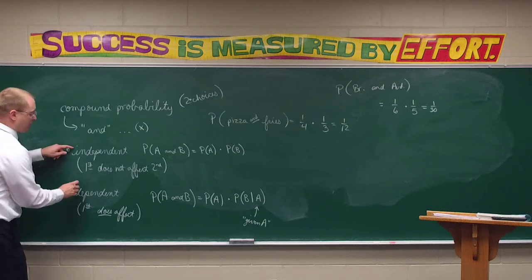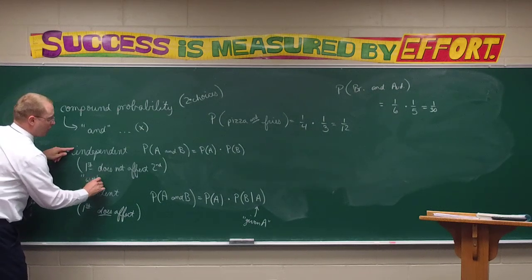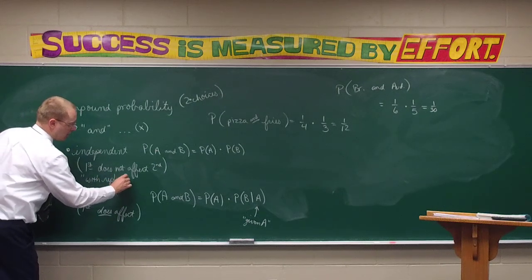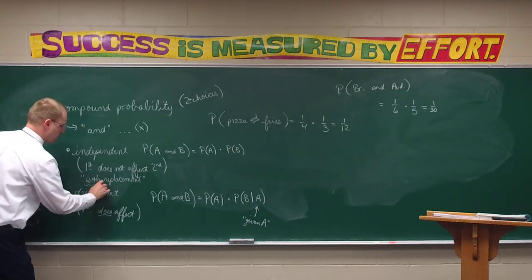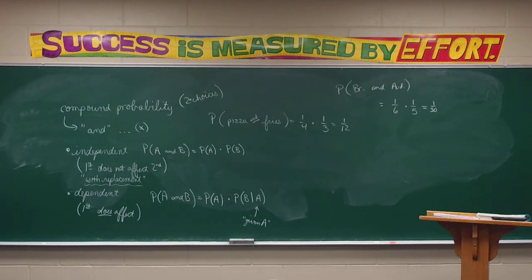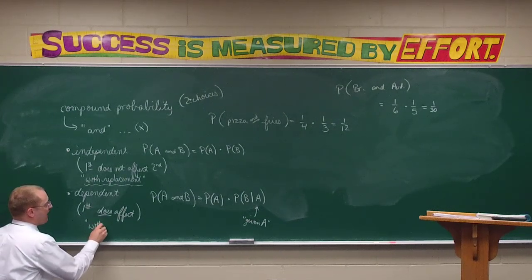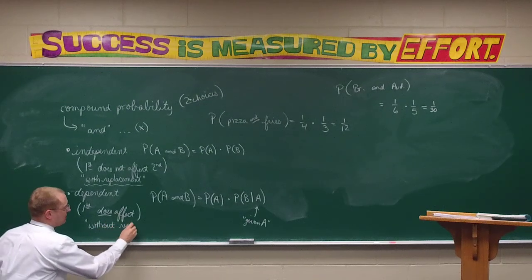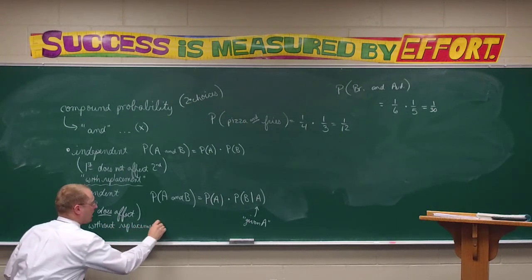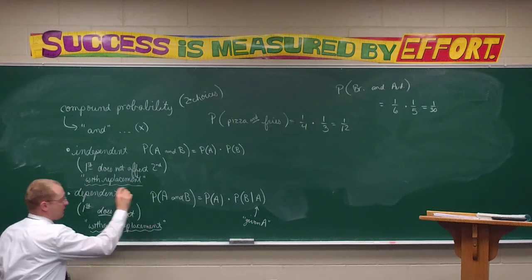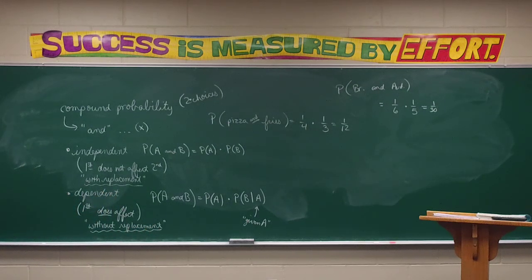So what you're looking for with independent, you're looking for the phrase with replacement. If you see that phrase, we know we have independent events, and we literally just find both probabilities, no goofy math, we just multiply them together, and it's easy. Dependent events oftentimes will have the phrase without replacement. And if you see without replacement, we know that the first numbers are going to mess up the second numbers. Make sense?